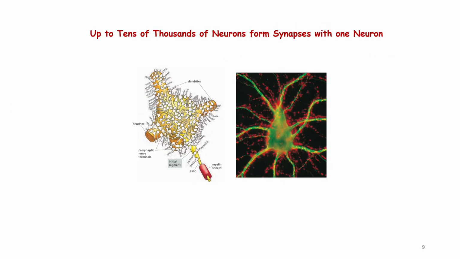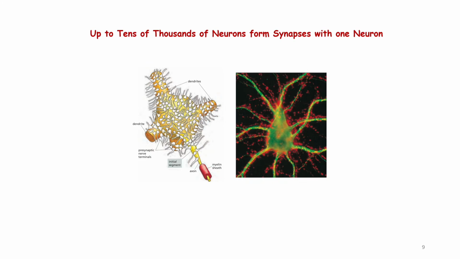Now up to this point, what we have learned is in a laboratory situation. In physiologic conditions, the neurons receive information from other neurons. Up to tens of thousands of neurons form synapses with one neuron. Now synapse means the physical junction between two neurons. The neurons that send the signals are called presynaptic neurons, and the neurons that receive the signal are called postsynaptic neurons.